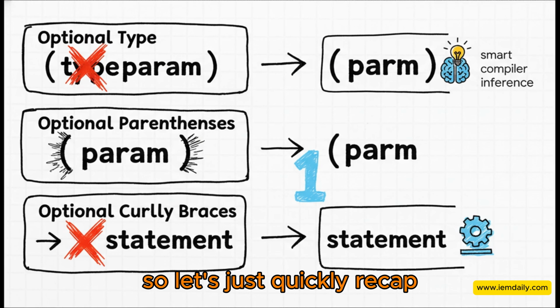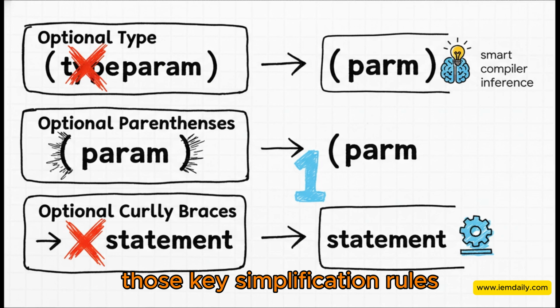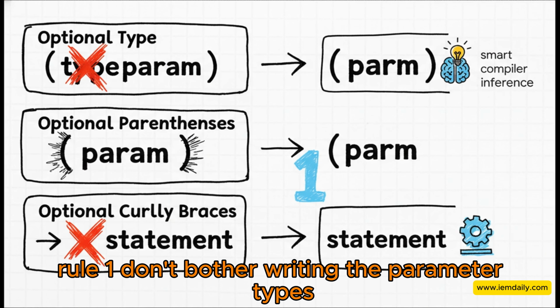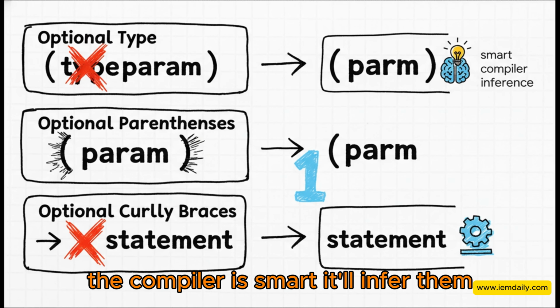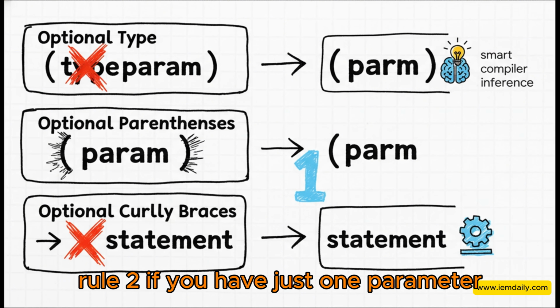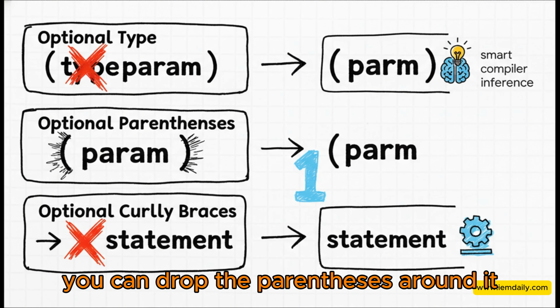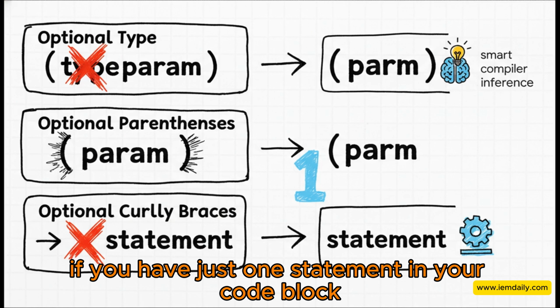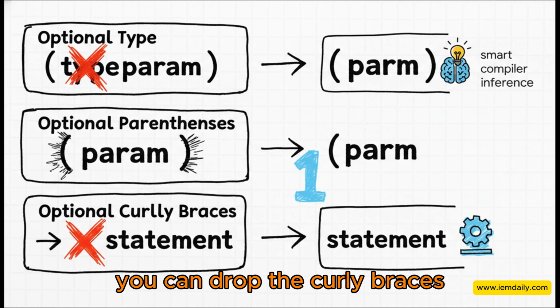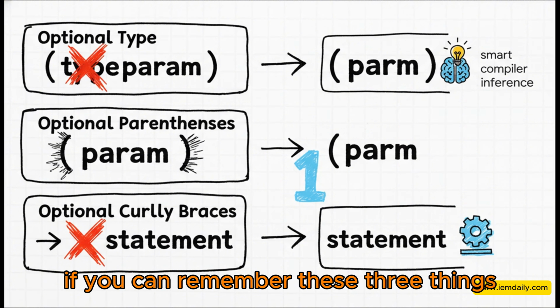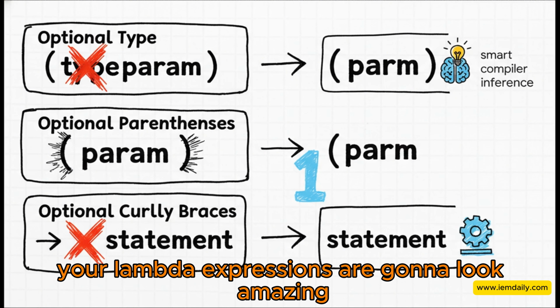So let's just quickly recap those key simplification rules. Rule 1, don't bother writing the parameter types. The compiler is smart. It'll infer them. Rule 2, if you have just one parameter, you can drop the parentheses around it. And Rule 3, if you have just one statement in your code block, you can drop the curly braces. If you can remember these 3 things, your Lambda expressions are going to look amazing.